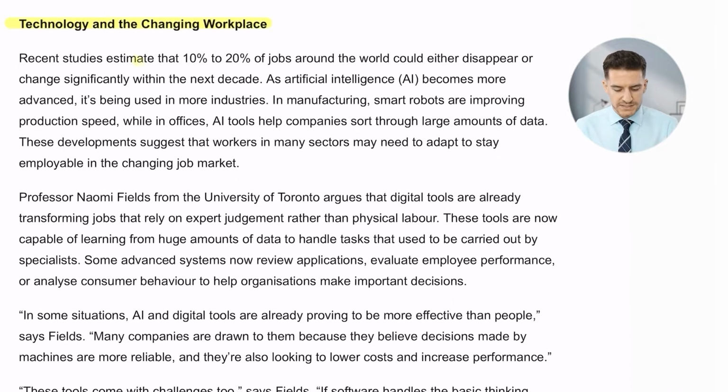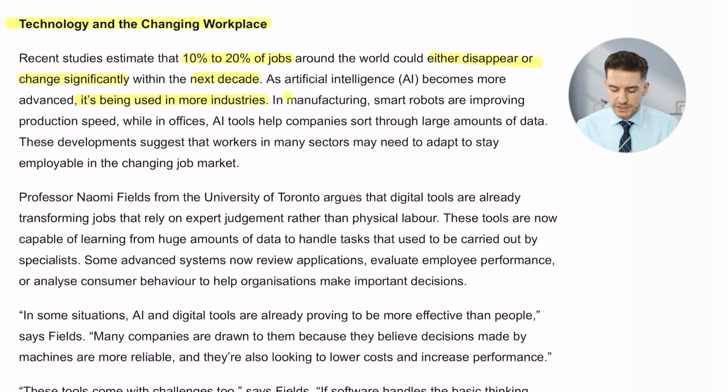So recent studies estimate that 10 to 20% of jobs around the world could either disappear or change significantly within the next decade. So this sentence here looks like it could be talking about the future of work. So let's keep reading. As artificial intelligence becomes more advanced, it's being used in more industries, okay?